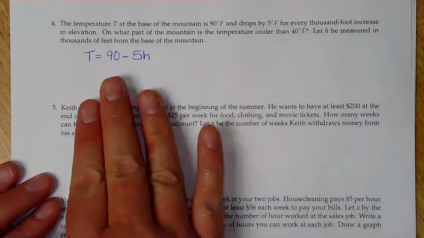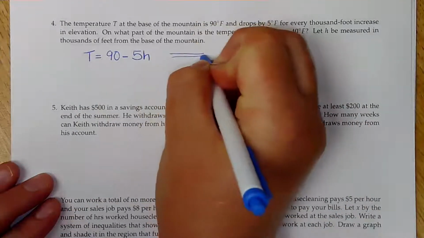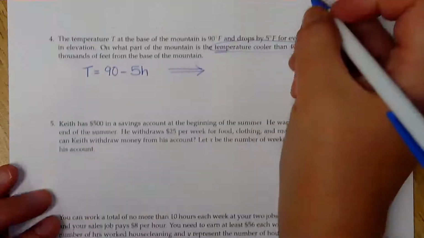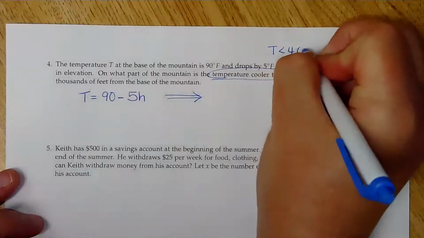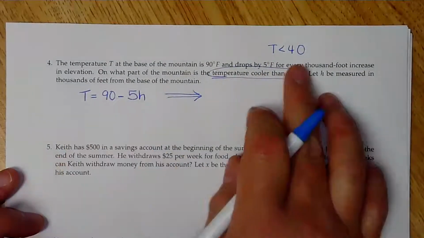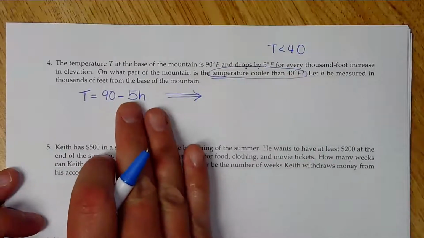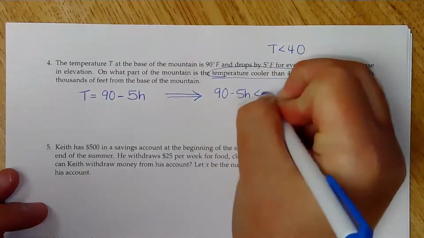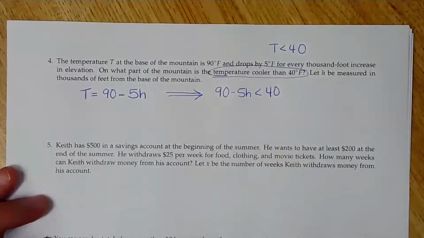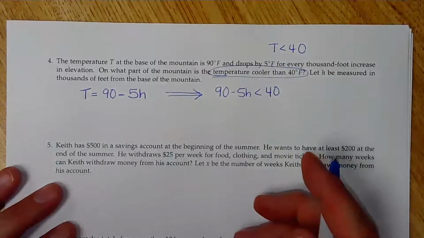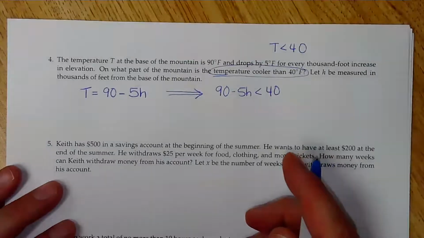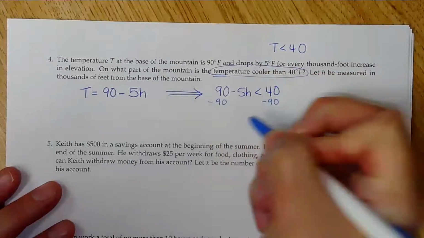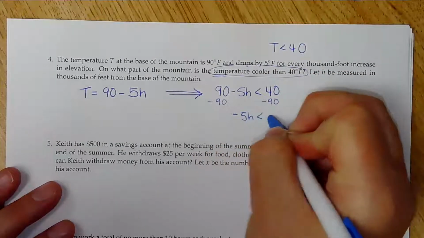And now I'm going to turn this into a linear inequality. So what I'm interested in is when the temperature is cooler than 40. So in other words, when the temperature is less than 40. But instead of writing T is less than 40, I'm going to replace T with this expression so that I can solve for H. So I have 90 minus 5H is less than 40. Okay, and then I just need to solve this for H. There's a couple ways of doing that. One would be to move this 90 over, which I can certainly do. And that gives me negative 5H is less than negative 50.